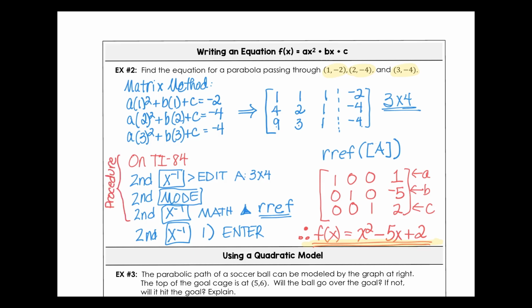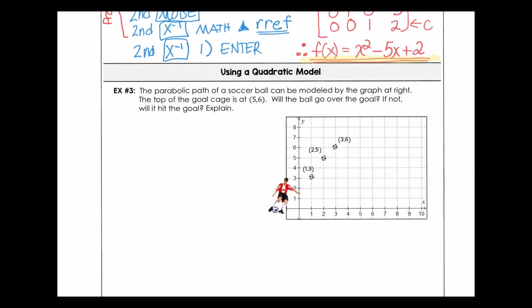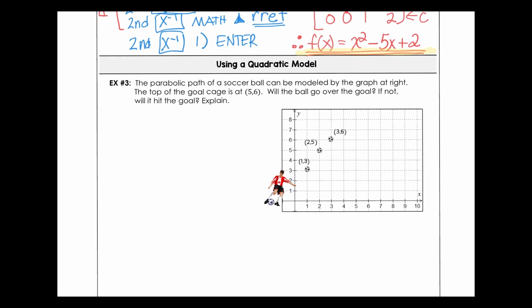So again, this is our procedure over here, how to go about doing that with the TI-84. In example 3, let's use the quadratic model so we can do the same thing here with the calculator to enter that matrix. So we've got, using the ordered pair 1, 3, A times 1 squared plus B times 1 plus C equals 3, and A times 2 squared plus B times 2 plus C equals 5.